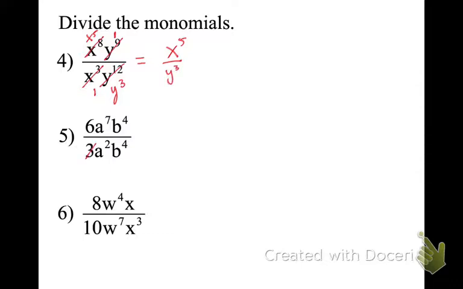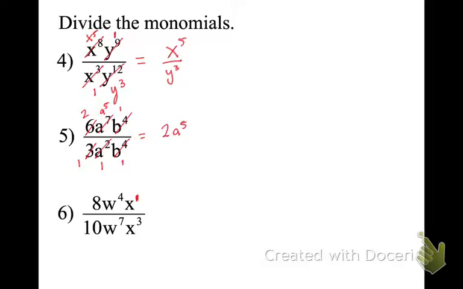Okay, next one, let's take out a 3, and I'm left with a 2 and a 1. I can take out 2 a's, and I'm left with a to the 5th. I can take out 4 b's, and I'm left with 1. So I'm left with 2a to the 5th over 1. I don't have to write over 1. Okay, remember this is to the first power.